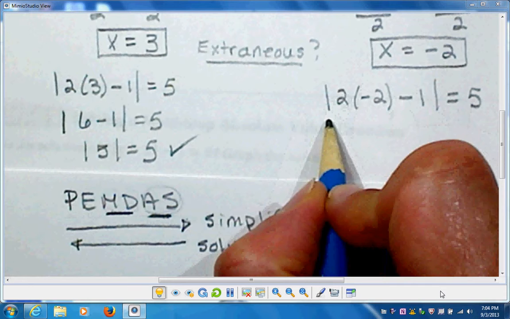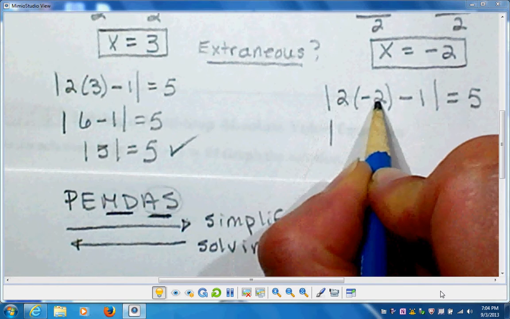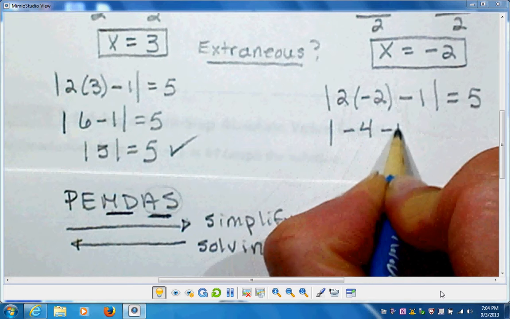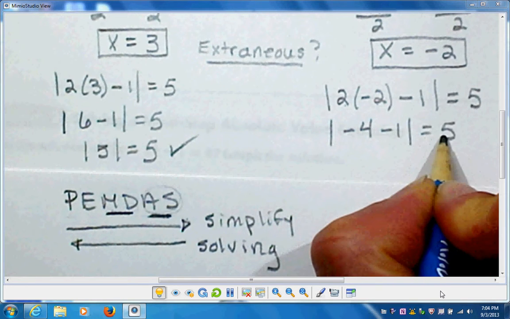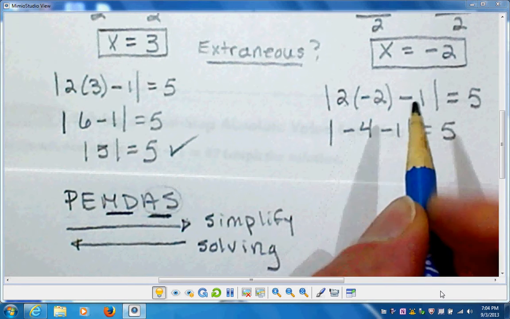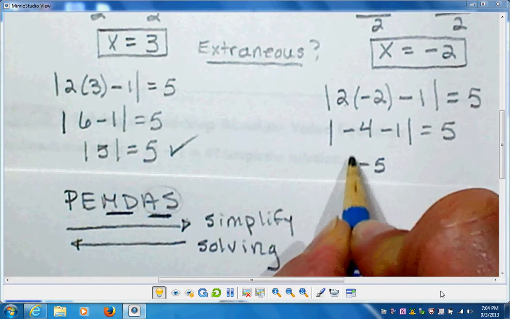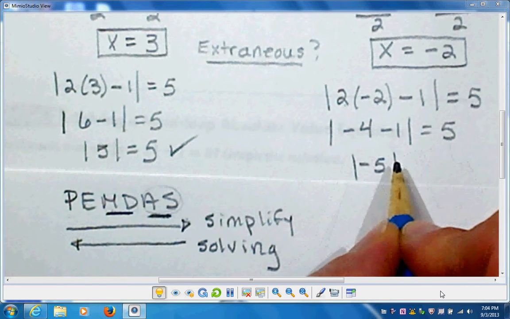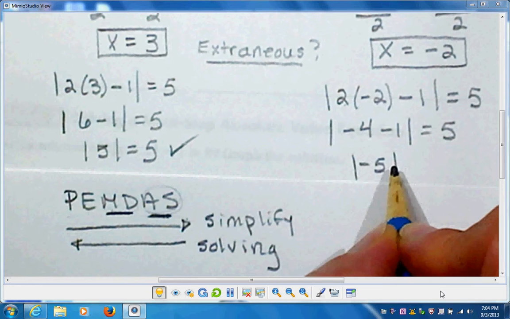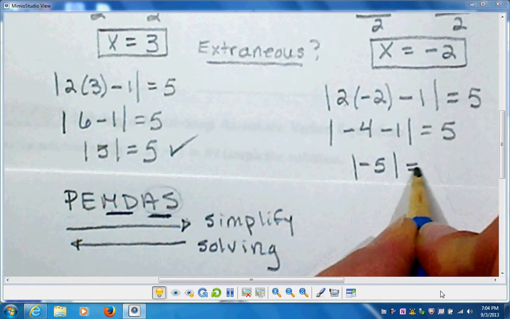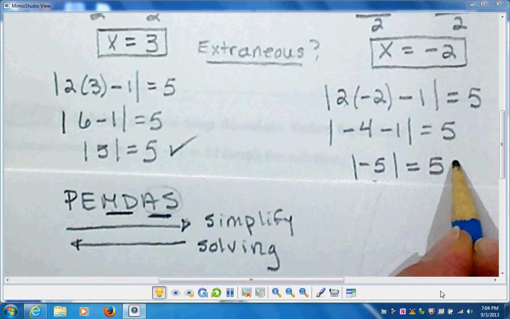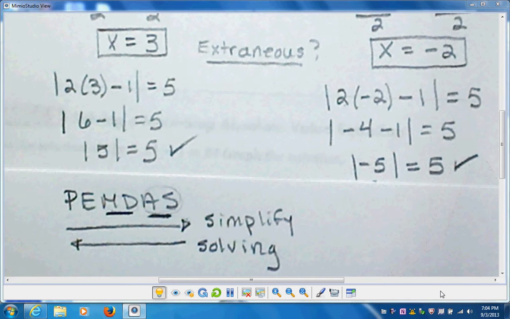Now we're going to do this one. The absolute value of 2 times negative 2 is negative 4 minus 1, which is negative 5, and that's still in the absolute value. The absolute value is a function that's being performed on whatever is inside of it. So what's the absolute value of negative 5? Well, it's 5. So both of those answers work.